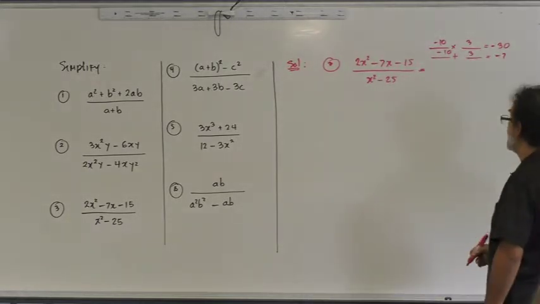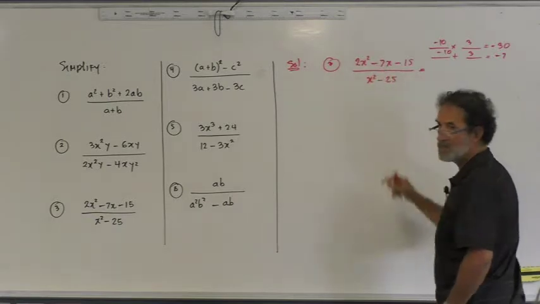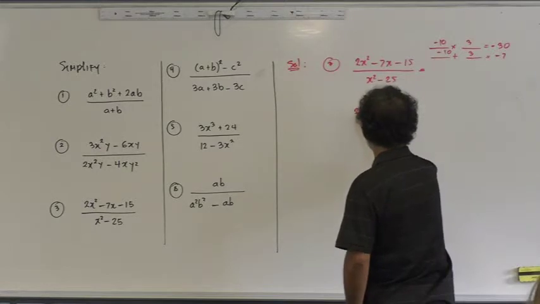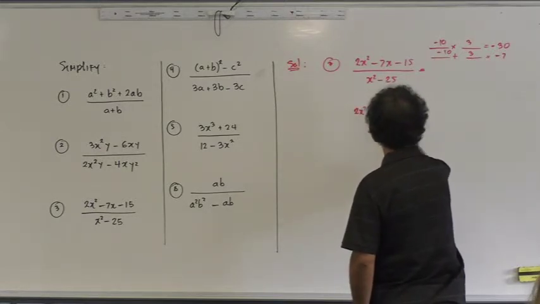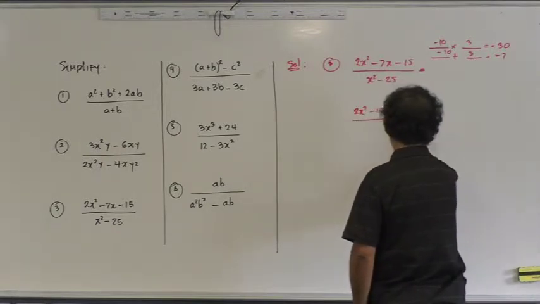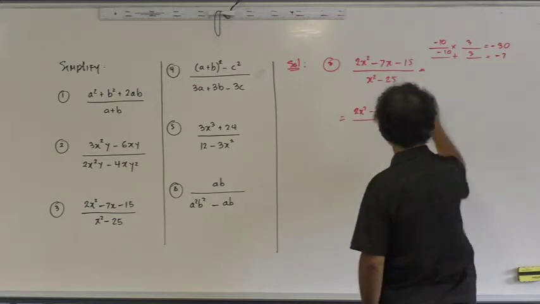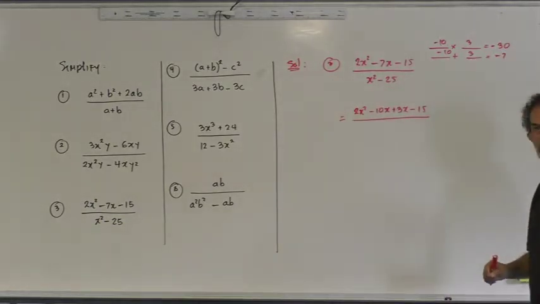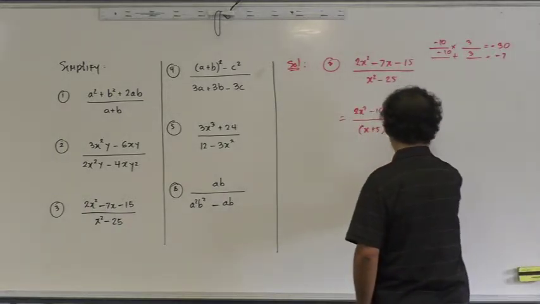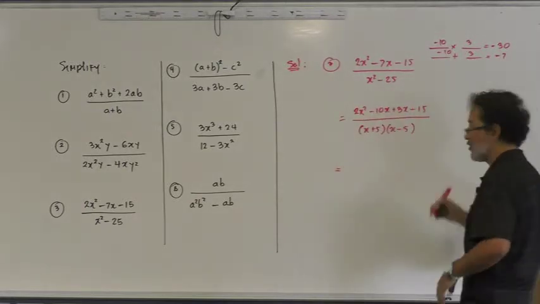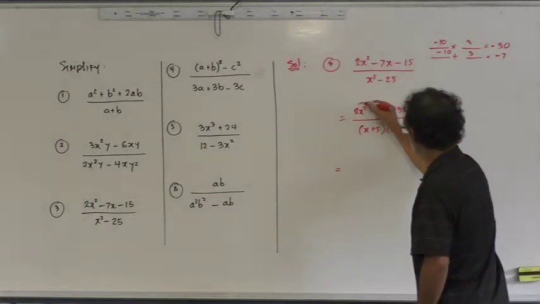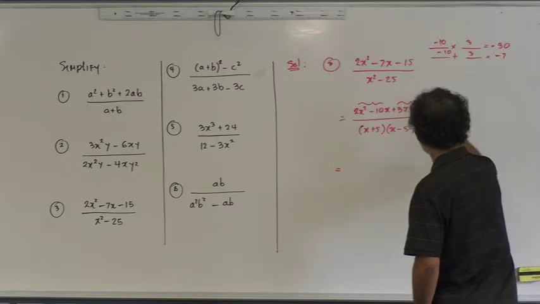Excellent. So we're going to break up the middle term, negative 7x, into these two numbers. We rewrite this as 2x squared minus 10x plus 3x minus 15. The bottom line is the difference of two squares, so we do x plus 5, x minus 5. And then we're going to group the terms from the top: these two and these two.